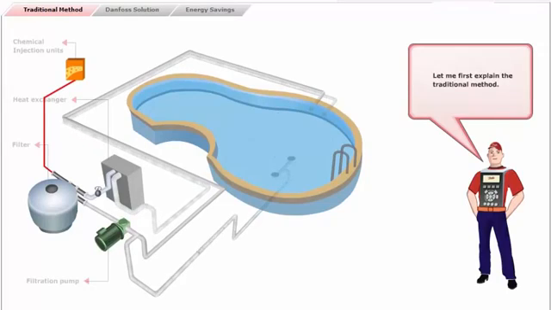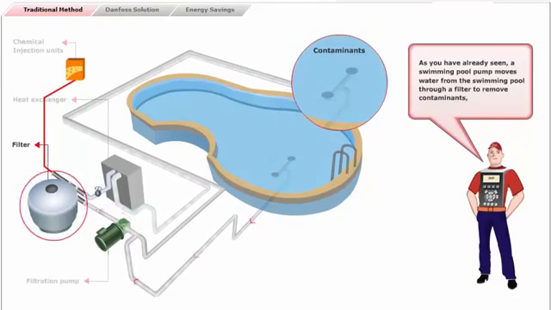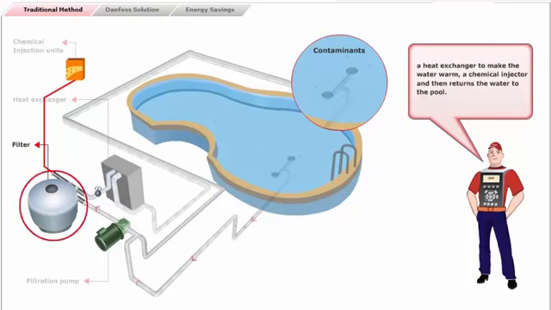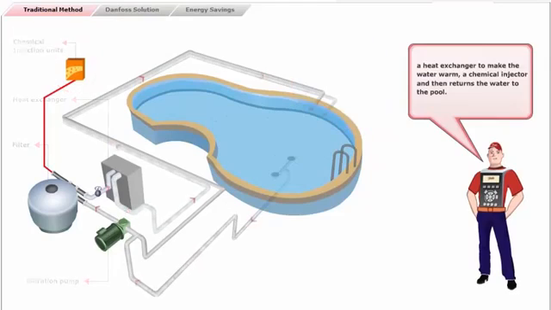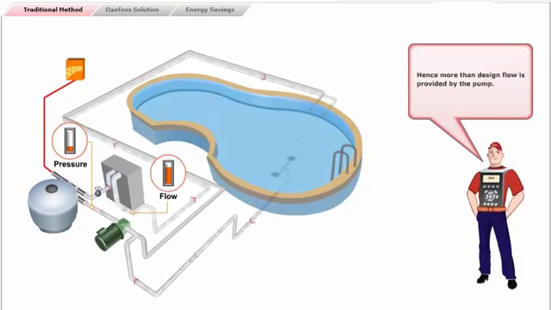Let me first explain the traditional method. As you have already seen, a swimming pool pump moves water from the swimming pool through a filter to remove contaminants, a heat exchanger to make the water warm, a chemical injector, and then returns the water to the pool. When the filter is new or clean, the pressure drop across it is low, as there is not much hindrance to the flow of water through it. Hence more than design flow is provided by the pump.